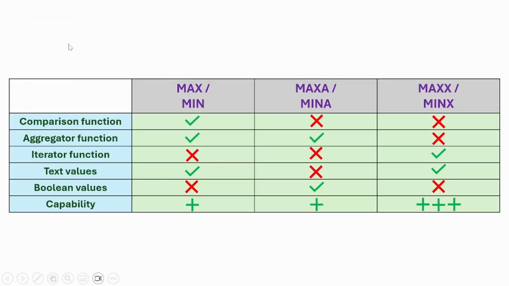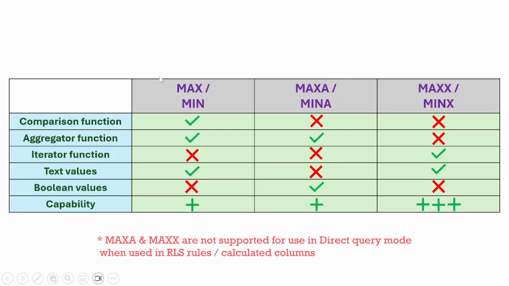I just made an additional slide to summarize the differences between MAXA and MAXX. I have made 3 separate videos for these DAX functions. With MAX we can use an aspect called comparison function, in which we compare 2 values A or B, which we can't do with MAXA or MAXX. The aggregator function is only applicable to MAX and MAXA that we just saw in our demonstration. MAXX, whereas, is an iterator function, that's why it has a green tick on the 3rd row.